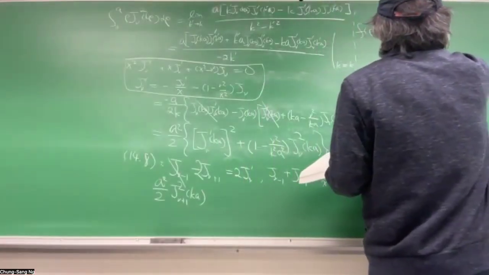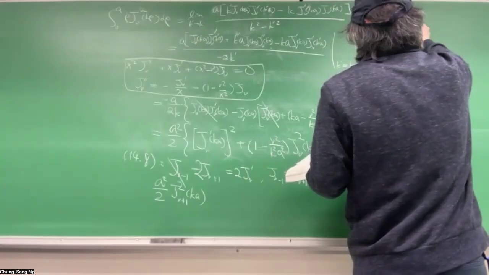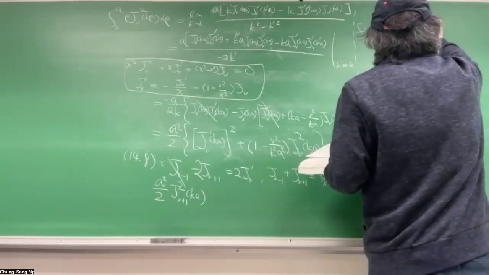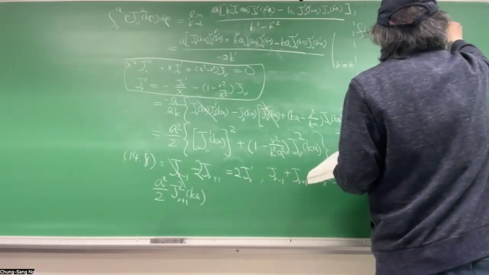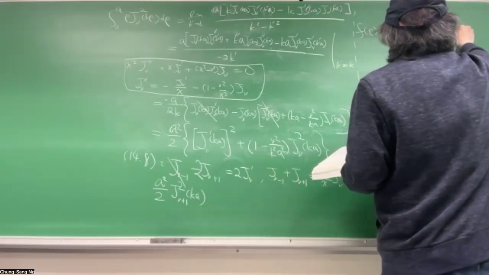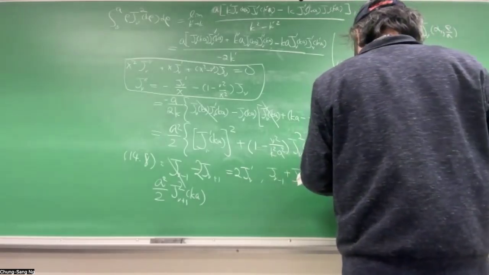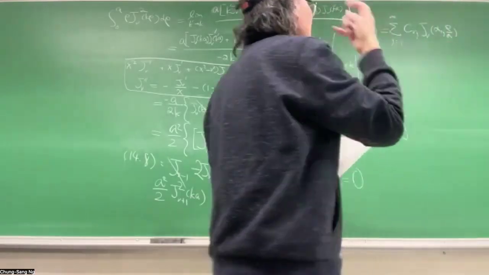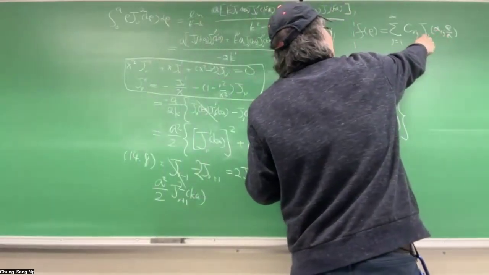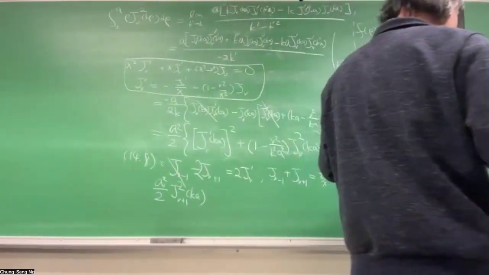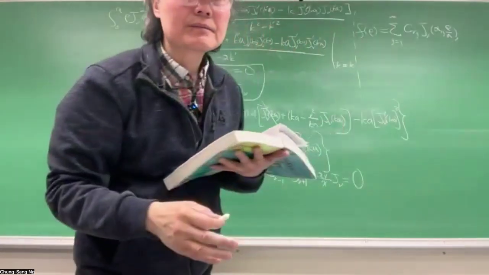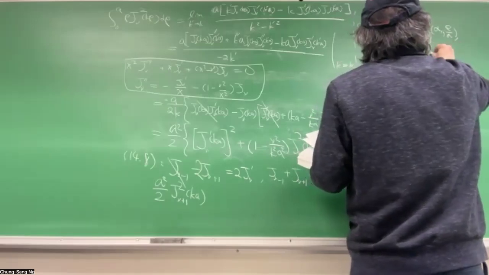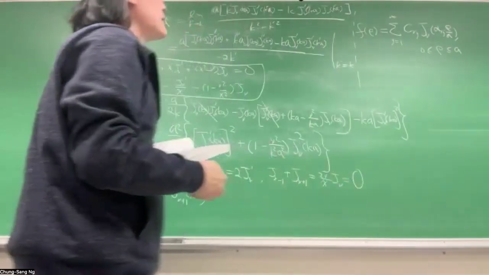So nu is fixed, but we're summing over J, the roots of J nu, with coefficient C nu J. We sum J nu of alpha nu J rho over a, where alpha nu J is one of the zeros of J sub nu. This is defined for rho within 0 to a.